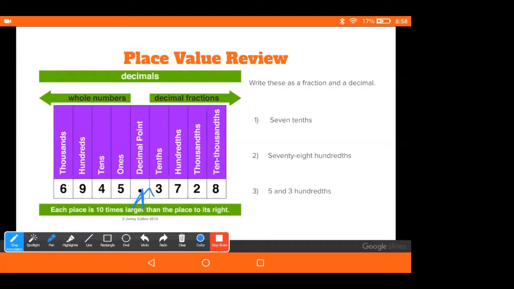But the tenths, the first decimal place, is the tenths. The second one is the hundredths, the third one's the thousandths, and then ten-thousandths, and it just keeps getting bigger and bigger in there. You can have decimals that go on forever and ever and never end. But for today, we're going to talk about tenths and hundredths. That's our goal. So writing these as a fraction and a decimal.